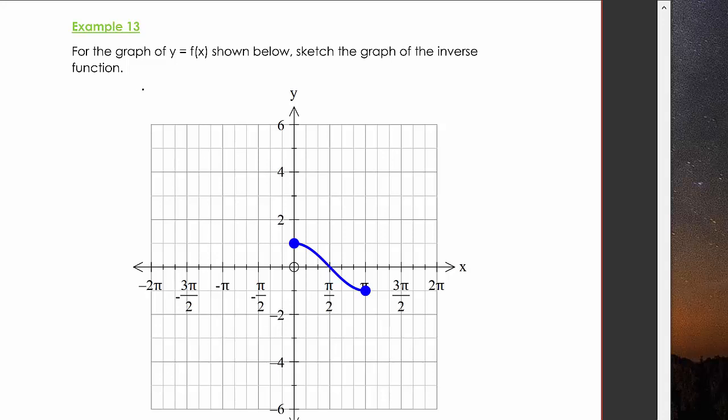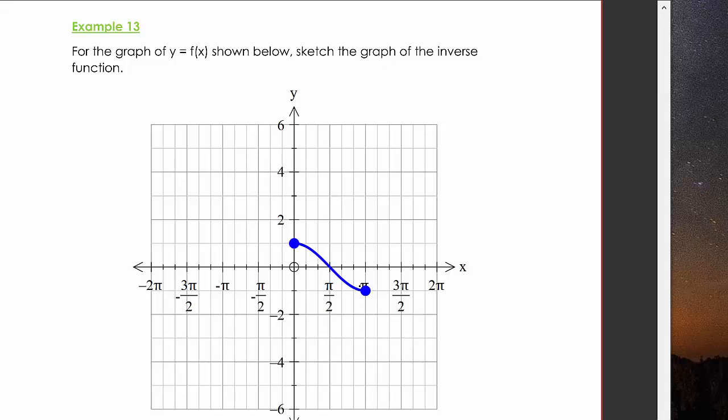For the graph of y equals f of x shown below, sketch the graph of the inverse function. And this is actually a restricted domain version of the cosine graph. So this is how we get the inverse cosine function.